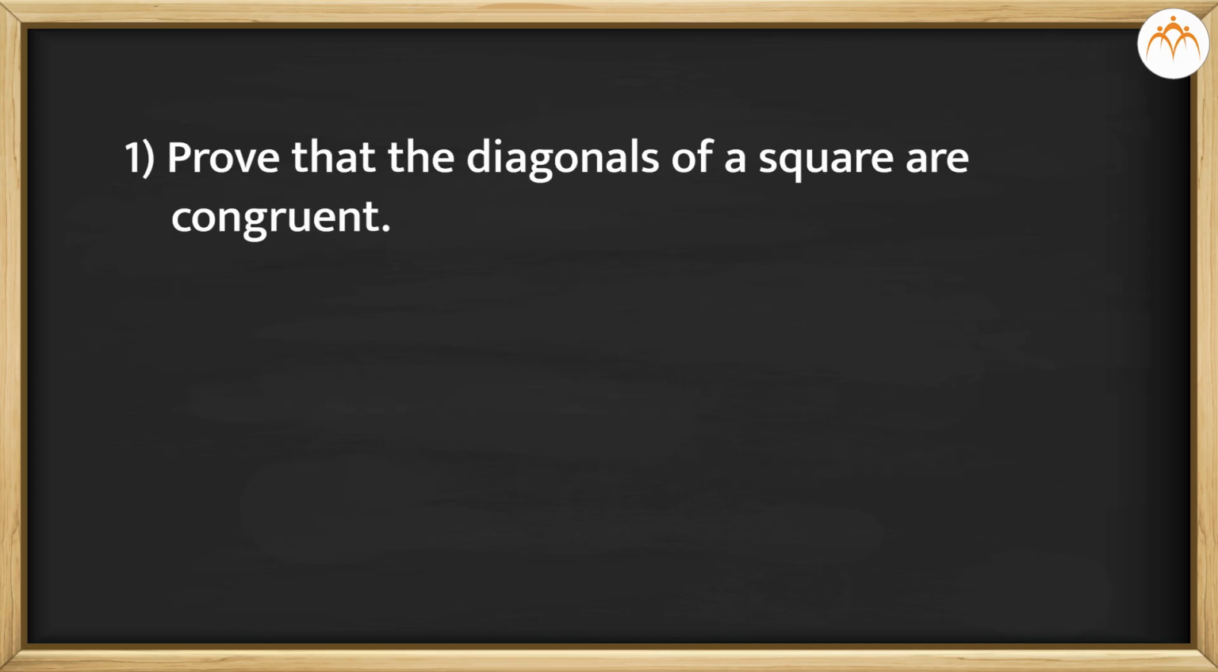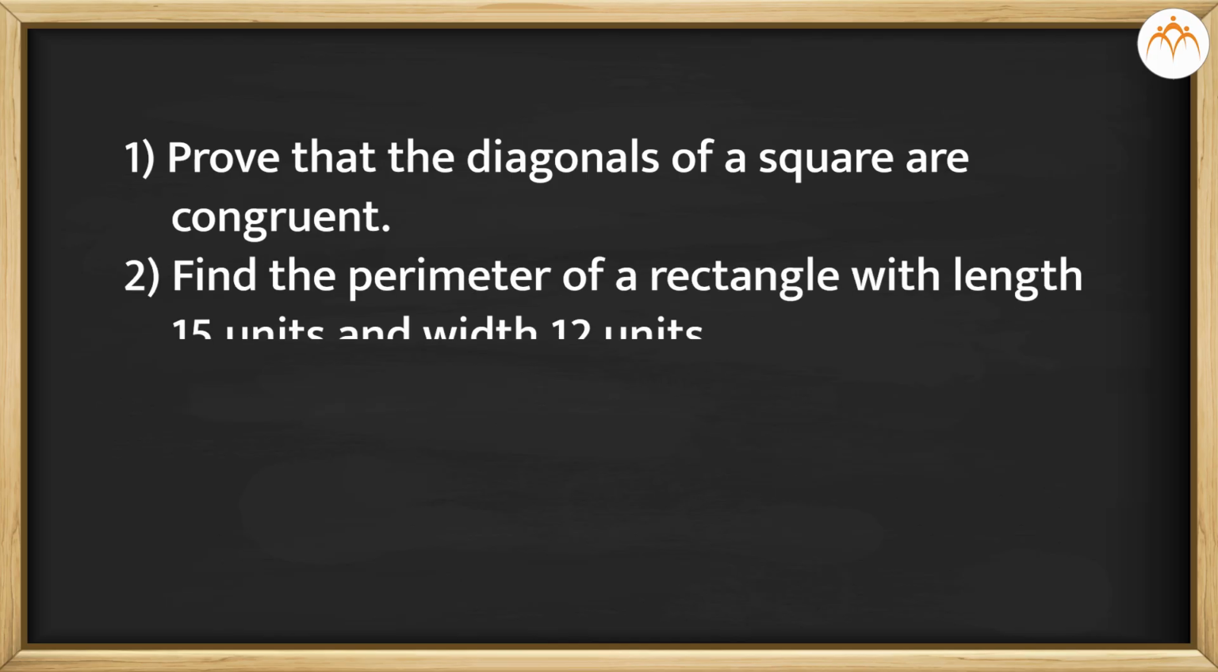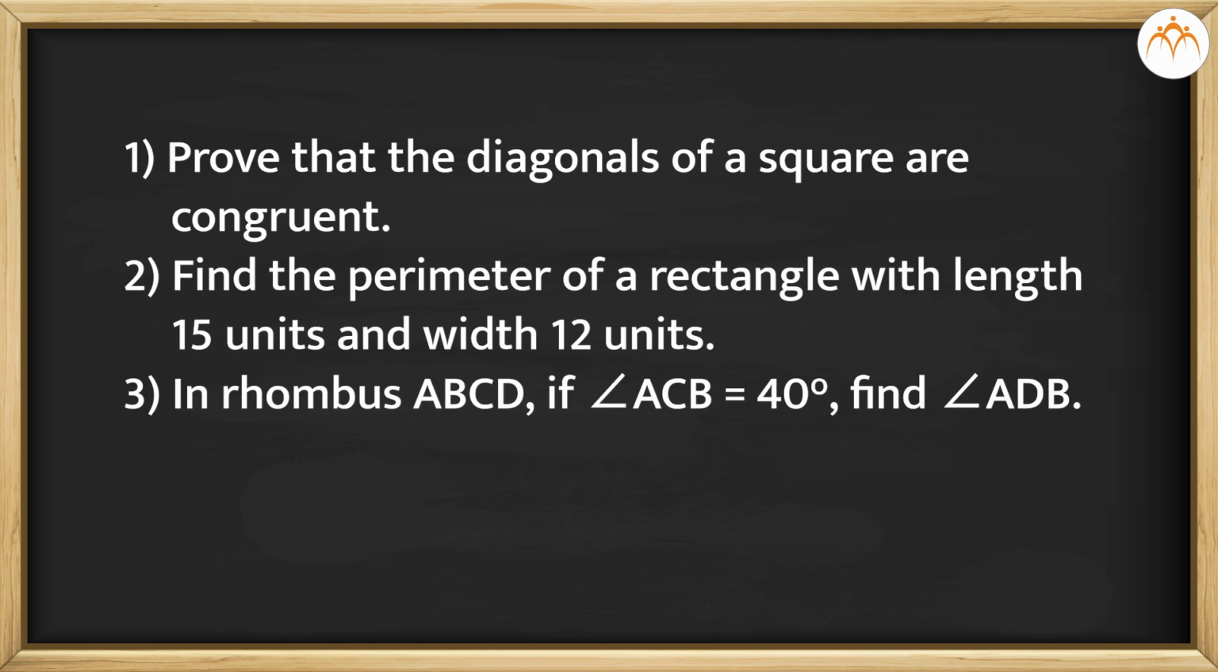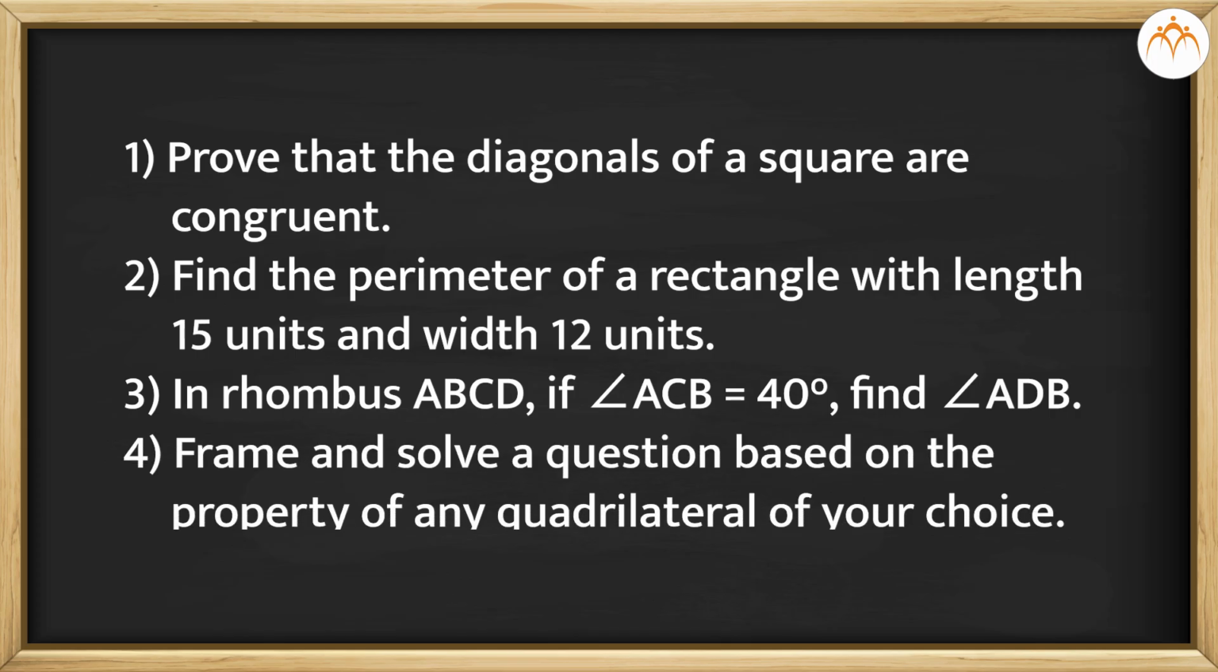Exercise. Prove that the diagonals of a square are congruent. Find the perimeter of a rectangle with length 15 units and width 12 units. In rhombus ABCD, if angle ACB is 40 degrees, find angle ADB. Frame and solve a question based on the property of any quadrilateral of your choice.